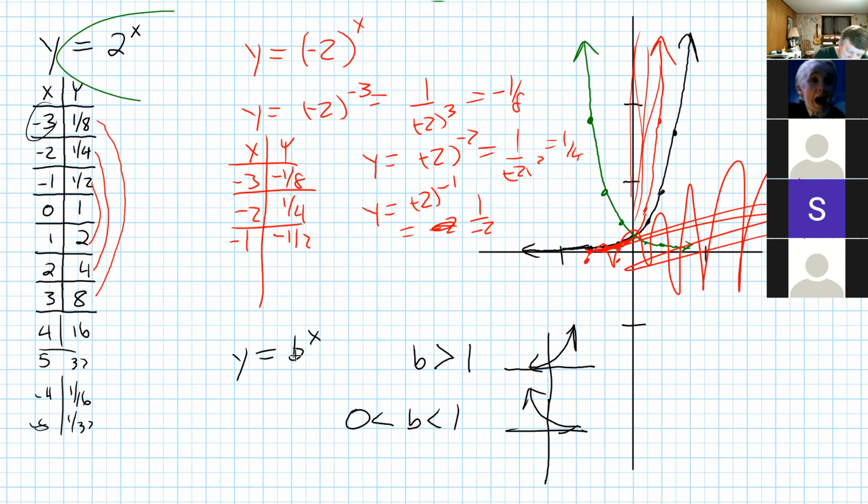So what we get is this base has to be greater than 0. If it's between 0 and 1, you get a decreasing function like the green one. If it's greater than 1, you get an increasing function like the original black one and the original red one. Okay. Any questions on that?